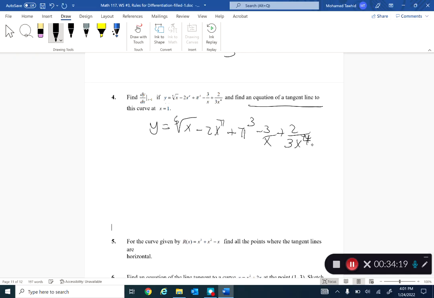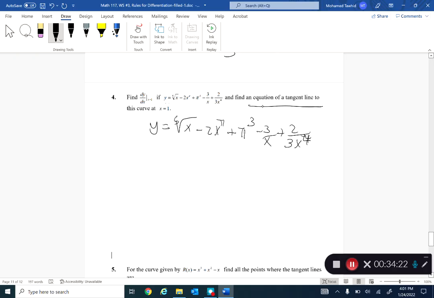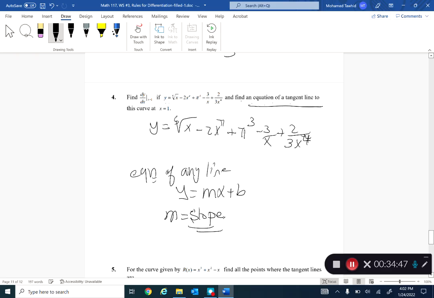Now let us understand the question. Find the equation of the tangent line. What is the equation of any line? It will be y equals mx plus little b. What is your m? Your m here, we call it slope. How to get the slope? The slope, as we mentioned last time and today, is y prime when x equals 1.